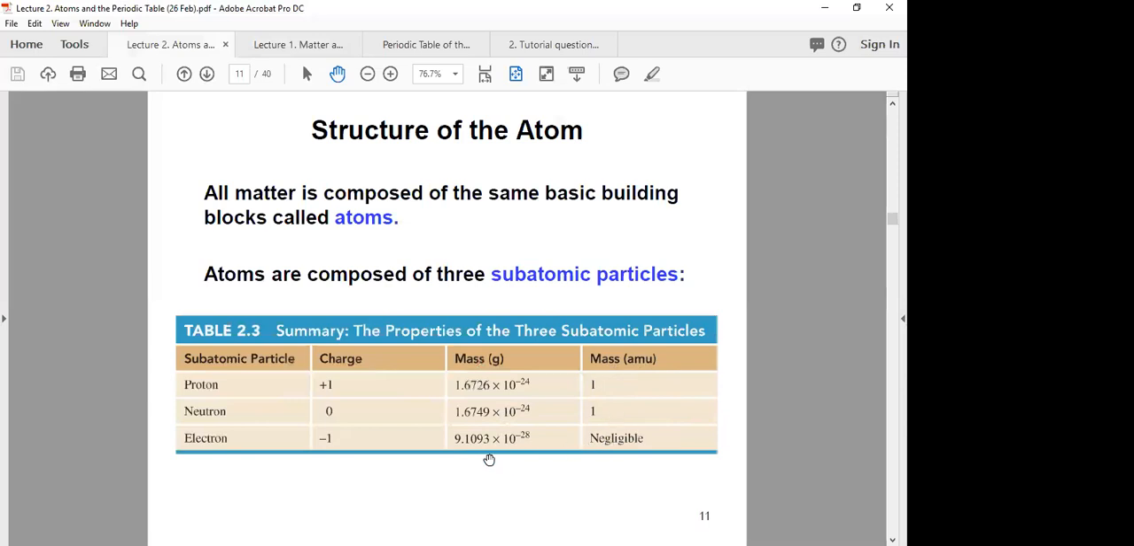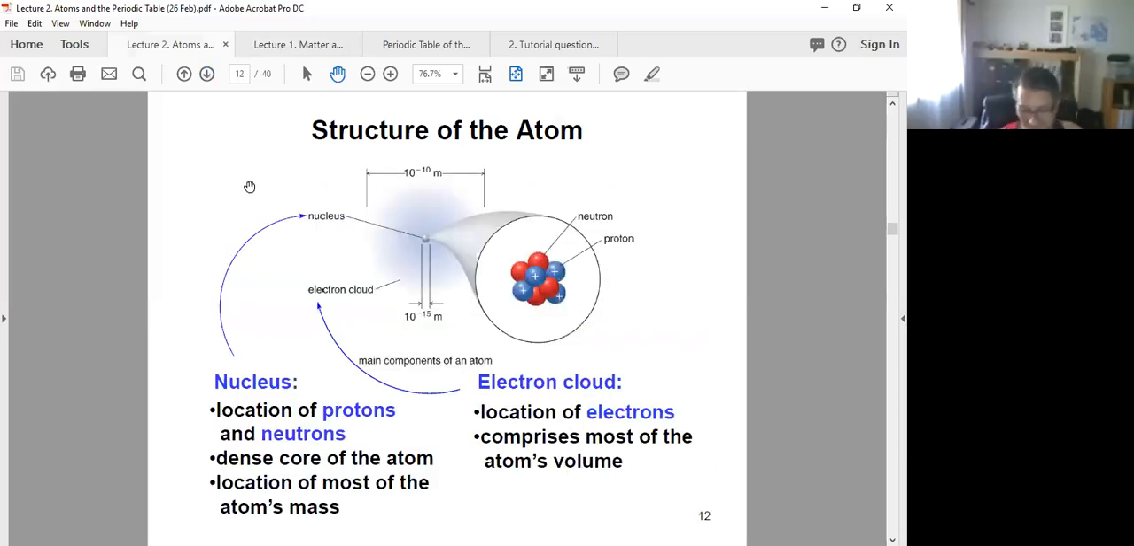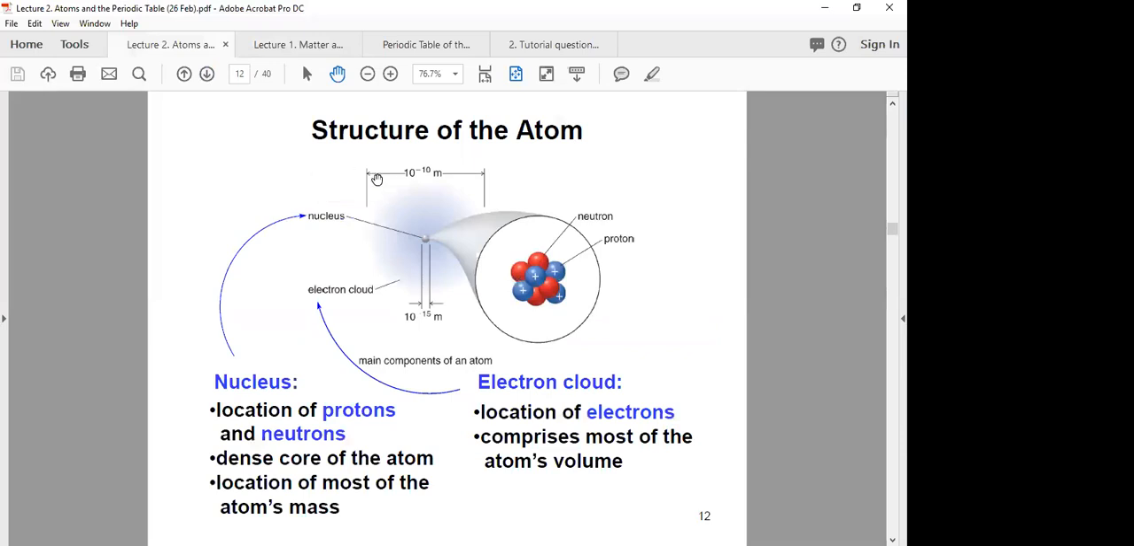Now let's look at the electrons. The mass of an electron is 9.1093 by 10 to the minus 28. Incredibly small. So small, in fact, that it's said to have no mass or negligible mass. So when we look at calculating the mass of a particular atom, you don't take any notice of the electrons. You just look at the mass of the protons and the neutrons. Okay? All clear so far? Yes. Excellent. All right, so let's look at how an atom is structured.